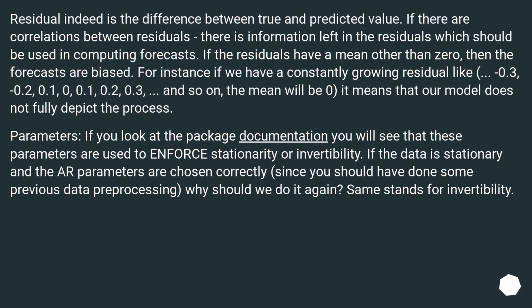Parameters? If you look at the package documentation you will see that these parameters are used to enforce stationarity or invertibility. If the data is stationary and the parameters are chosen correctly, since you should have done some previous data preprocessing, why should we do it again? Same stands for invertibility.